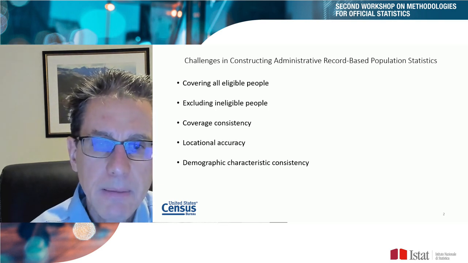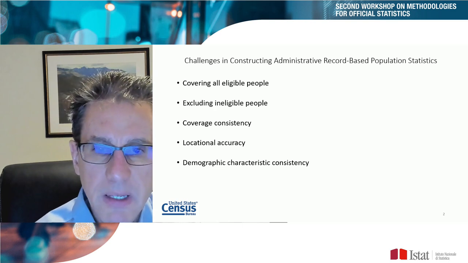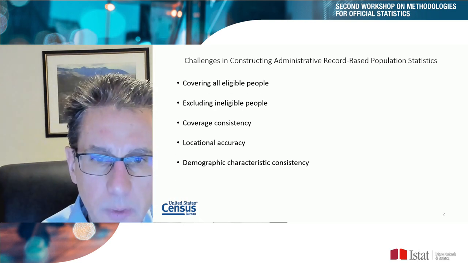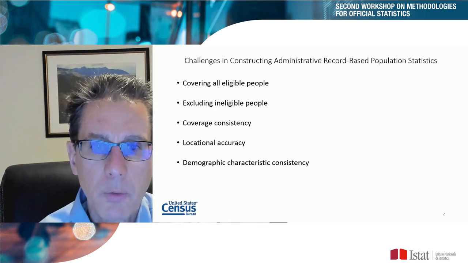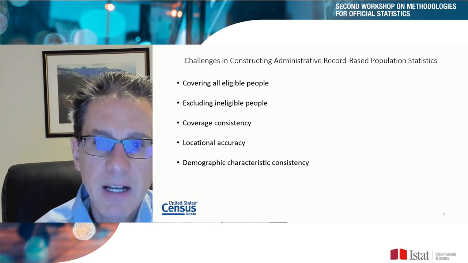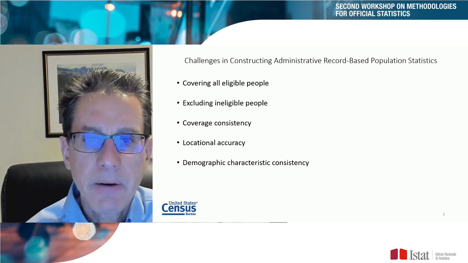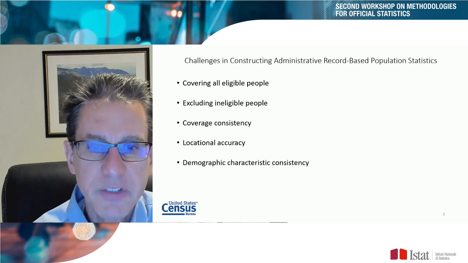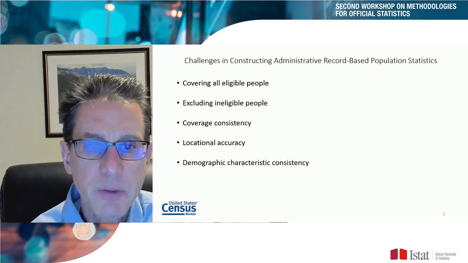Also, how do we make sure that we have each person in their correct residence on the reference date? We don't always have information exactly on the reference date, which is also true of a census, at least the way that we do it.